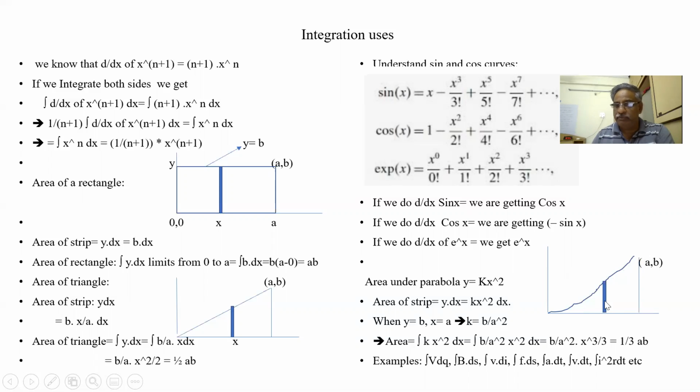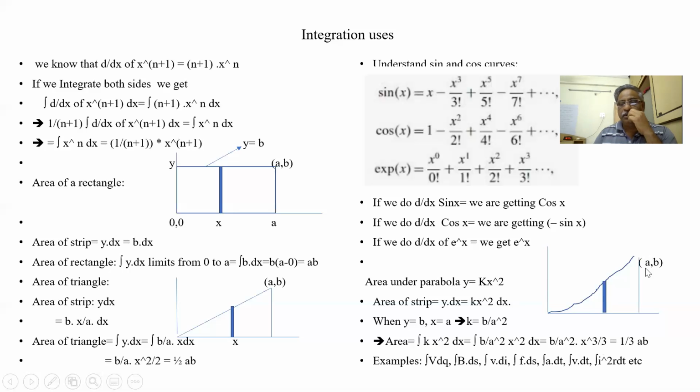Now what is the area of the small strip? y dx. Small strip can be taken as a rectangle. Height is y, width is dx. So integral y dx, where y is kx square, so integral kx square dx. K we know, b by a square, so b by a square, x square dx. This becomes b by a square into a cubed by 3. So 1/3 ab.